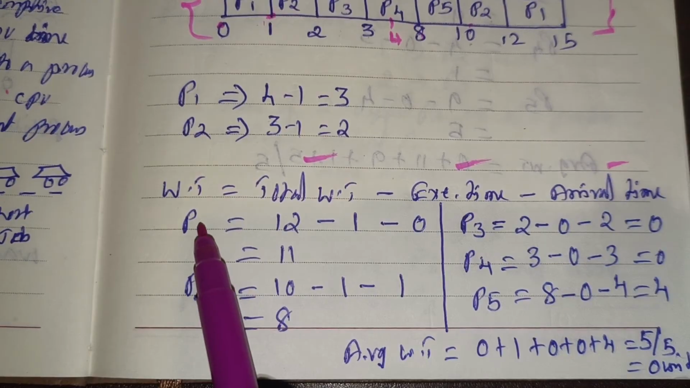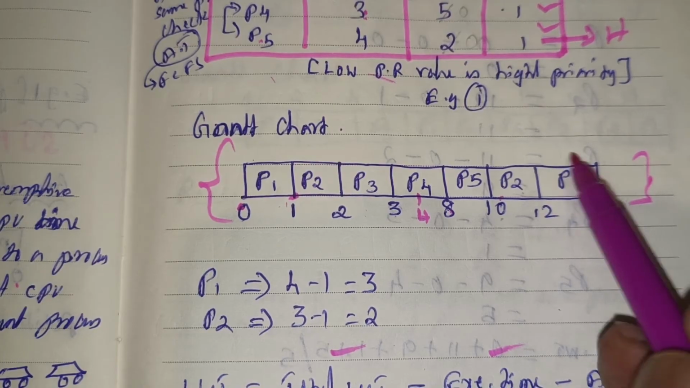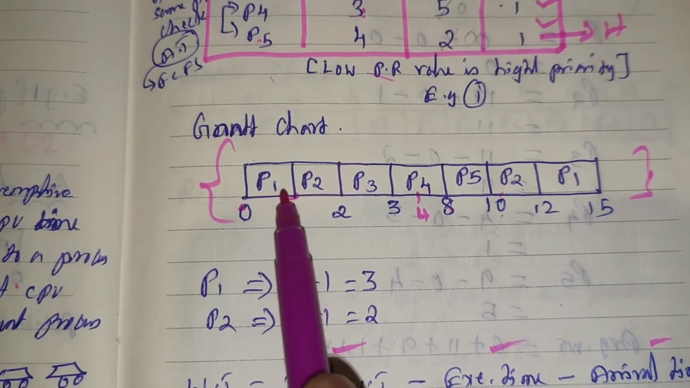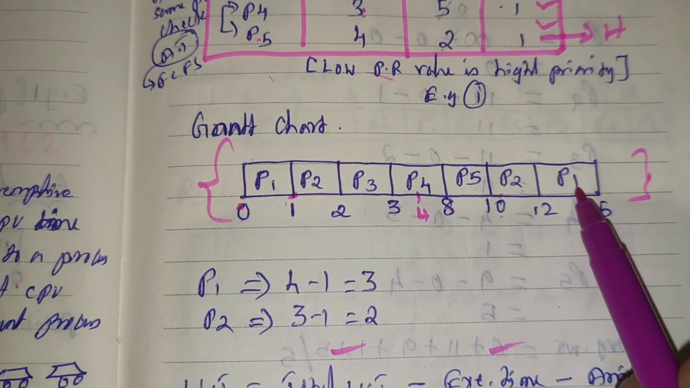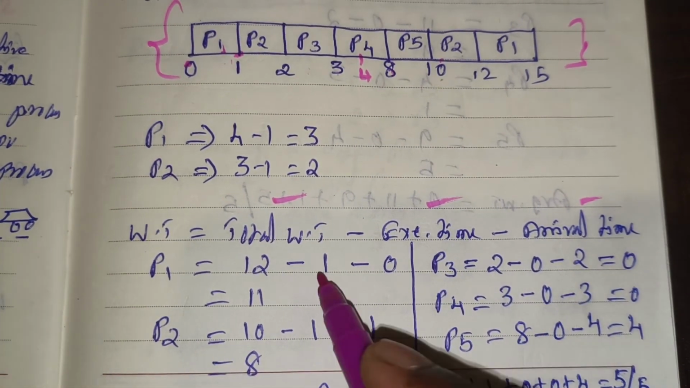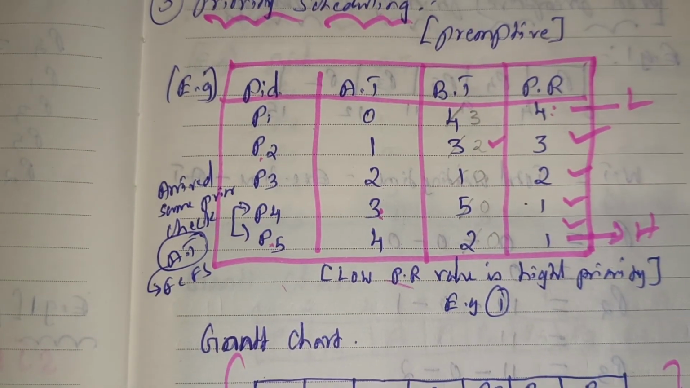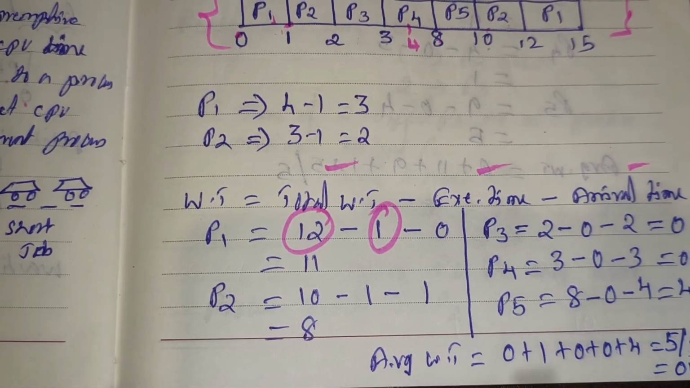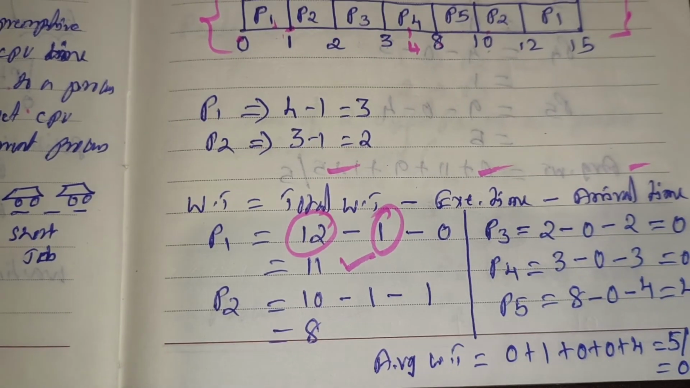So process 1 waiting time is equal to 12 minus execution time. See here, process 1 was already executed before this, in 2 intervals, number 1 here and number 2. Before it is executed at the end, it was executed for 1 second, see here, 0 to 1. So we need to mention that over here, number 1, minus arrival time. What is the arrival time for process 1? It is 0. I hope you understand how exactly it is happening. So P1 is equal to 12 minus 1 minus 0. The answer is 11. Right?